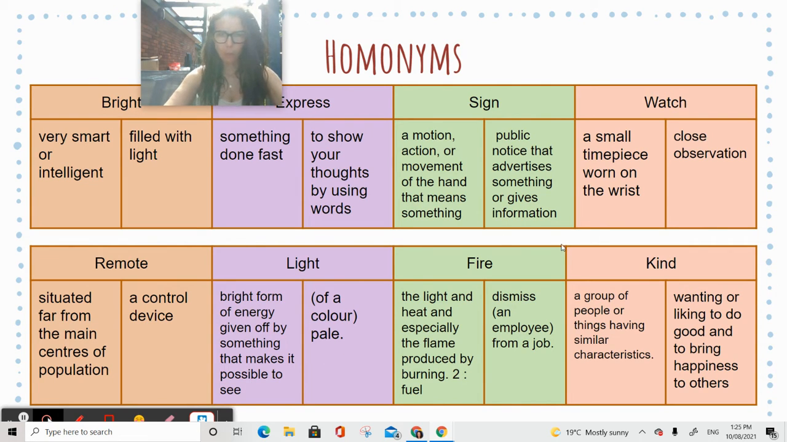Fire could be the light or the heat, especially the flame produced by burning. And it could also mean to dismiss somebody. So if you get fired from your job, you're dismissed. You can't work there anymore. Kind could be a group of people or things having similar characteristics, or it could mean wanting or liking to do good and to bring happiness to others. Okay, so they're all homonyms because they are spelt the same, they sound the same, but have different meanings.